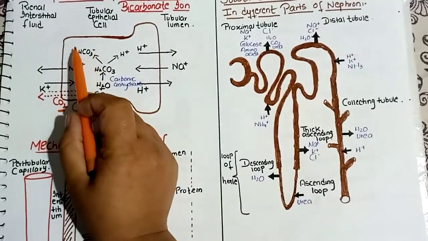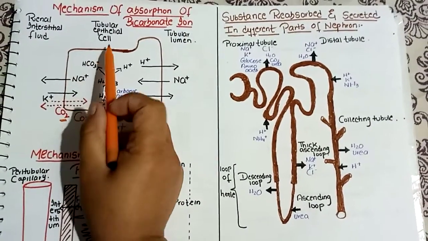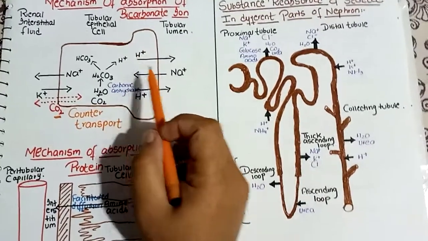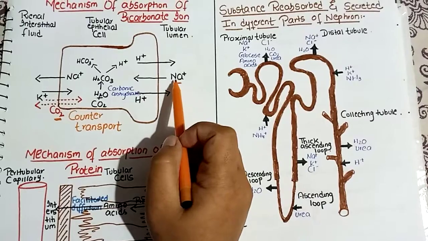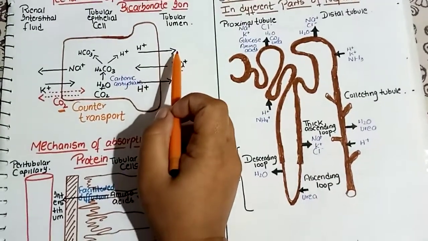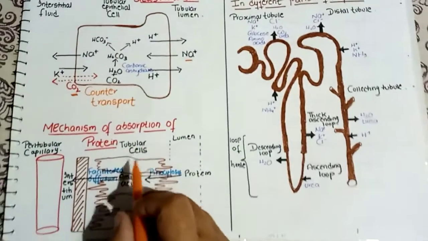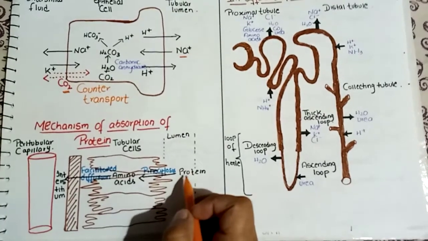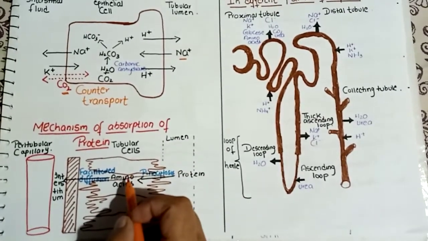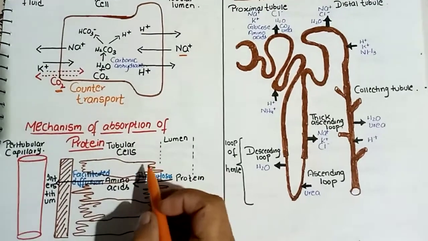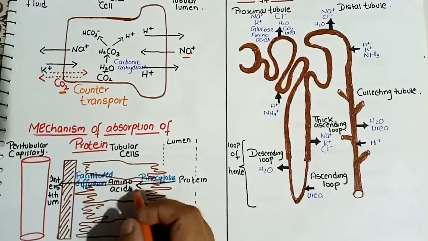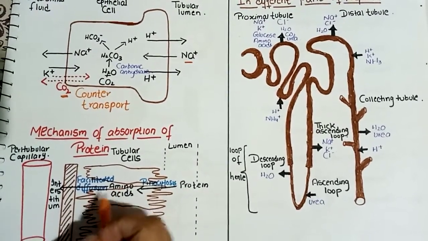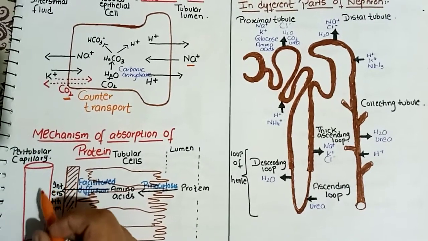This bicarbonate ion will be absorbed in the tubular epithelial cell, and the hydrogen ion by the counter transport with sodium will move out into the tubular lumen. The absorption of protein will occur by the pinocytosis of protein from the lumen into the tubular cells. And when they enter the tubular cells, they are transformed into amino acids, and amino acids by facilitated diffusion will move to the interstitium of the renal.